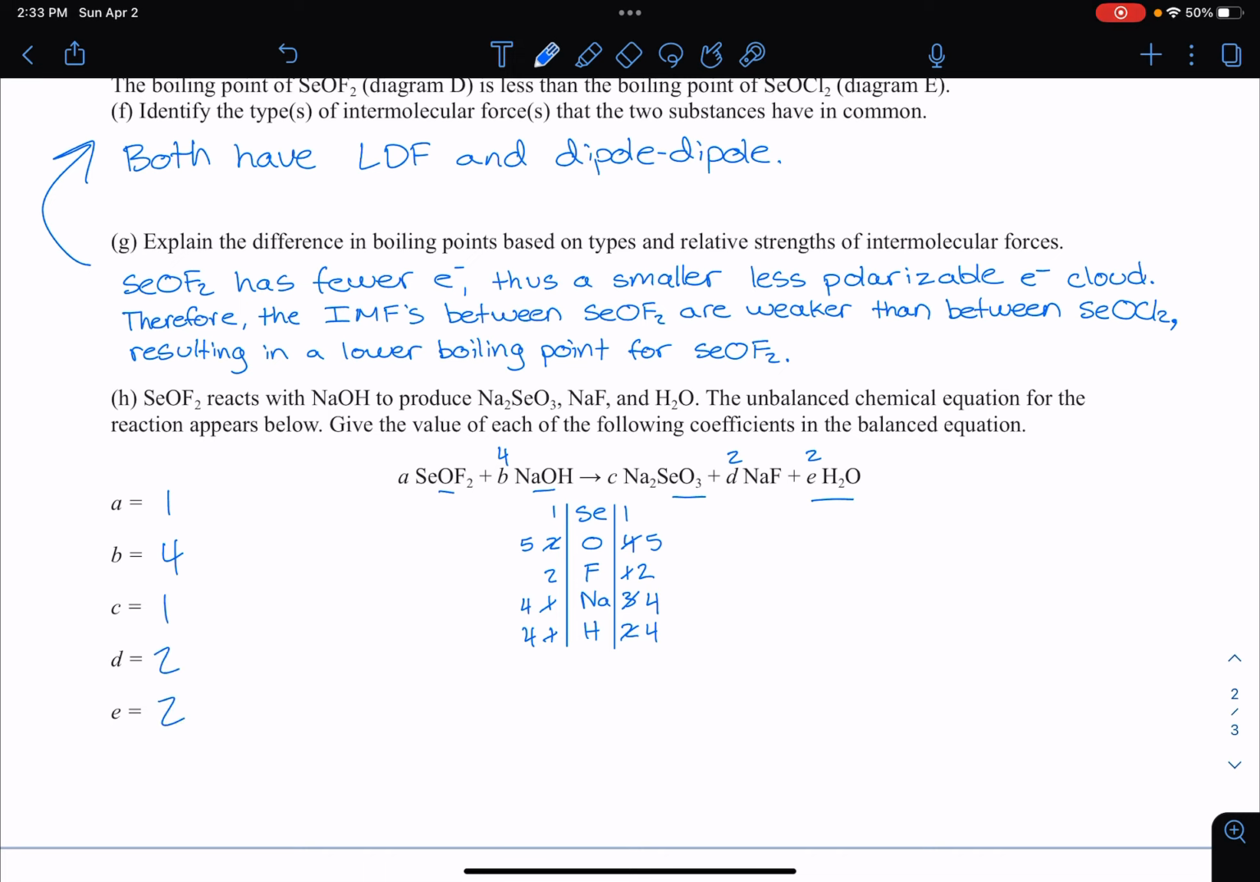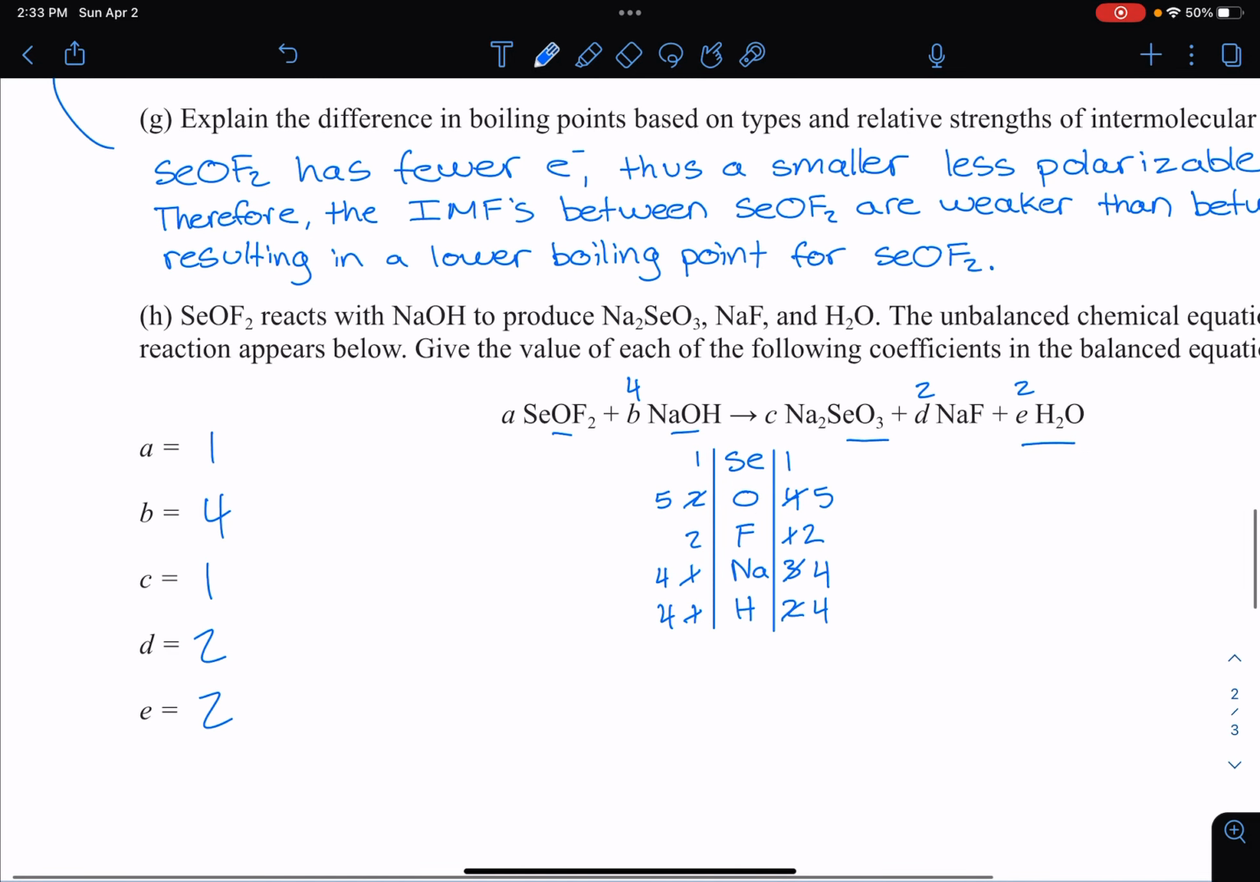Notice that each of the coefficients must be at least 1. You cannot have a 0 coefficient, otherwise that means that molecule isn't actually part of the chemical reaction. If the molecule is listed in the chemical reaction as either a reactant or a product, that means you know you have at least 1 of it. So the A and the C coefficient aren't 0, they are 1 for that reason.